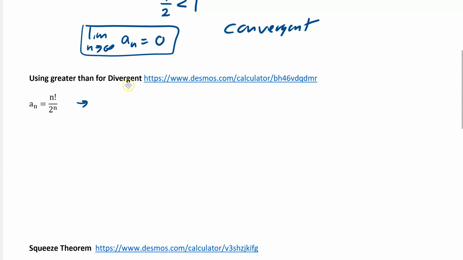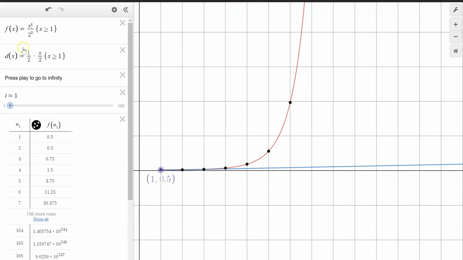So now what if we want to find something's divergent? Well, what we do is we find something that is smaller, so we want to use greater than, and we find something that's smaller than it. So we want to know that our general term is greater than or equal to something. And if we can show that that smaller thing is divergent, then we show that our general term is also divergent. So the best thing to do is to plug these in your calculator.